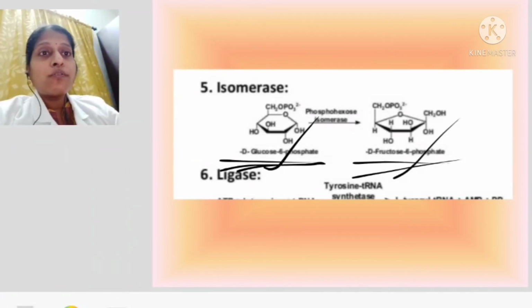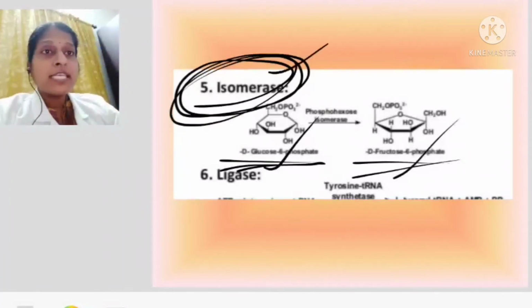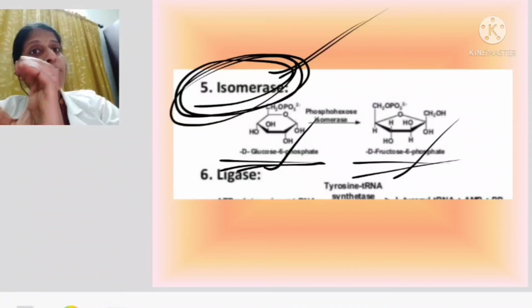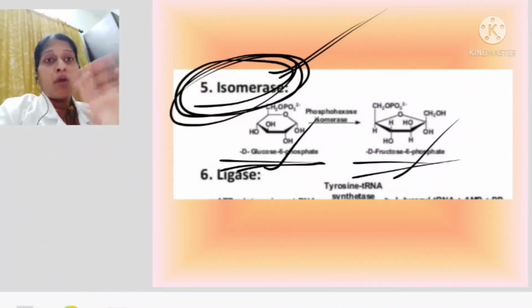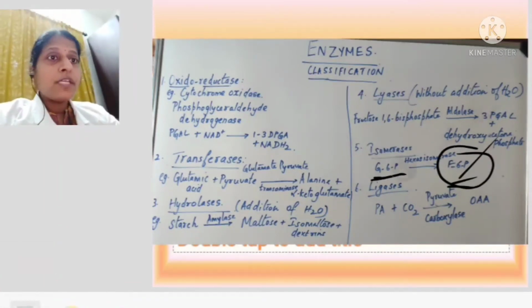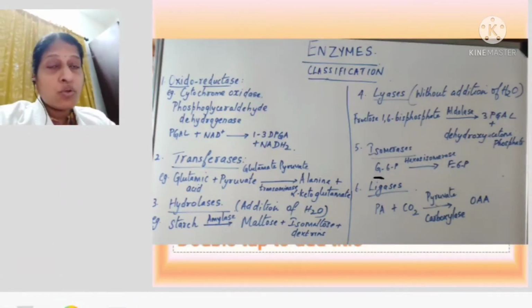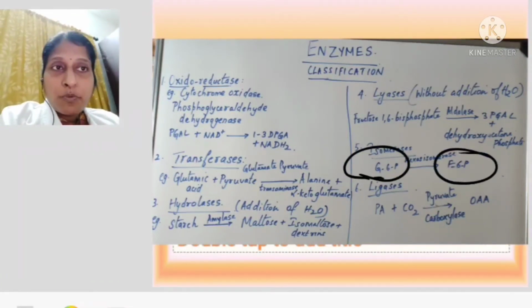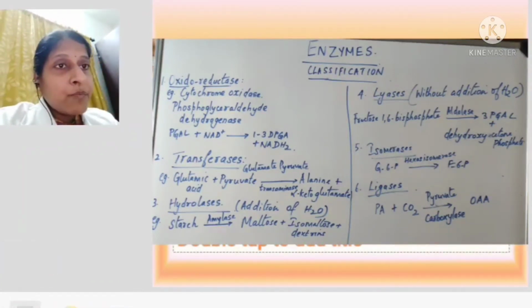So this sort of isomerase helps in isomerization reactions, in which one form of compound is converted into another form of the same isomers. For example, fructose 6 phosphate and glucose 6 phosphate. Glucose 6 phosphate is converted into fructose 6 phosphate. And what is the enzyme involved there?